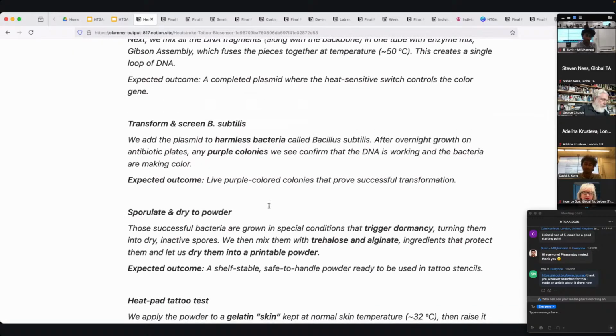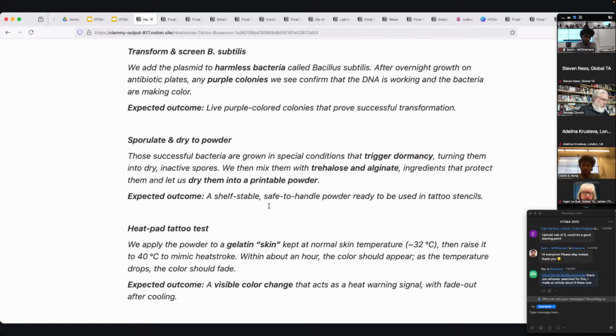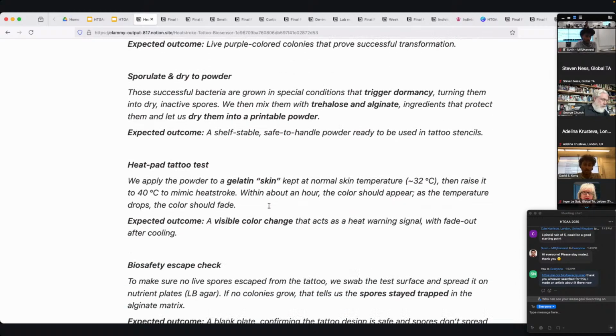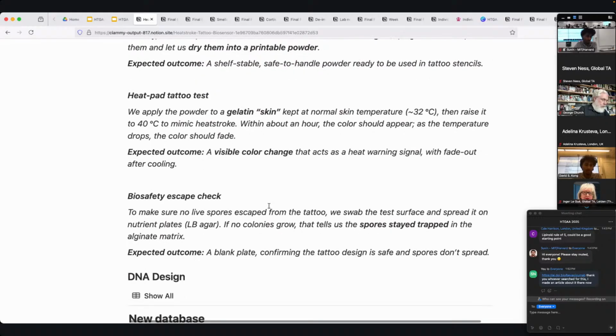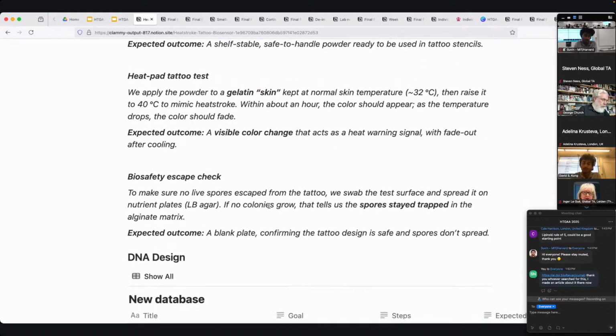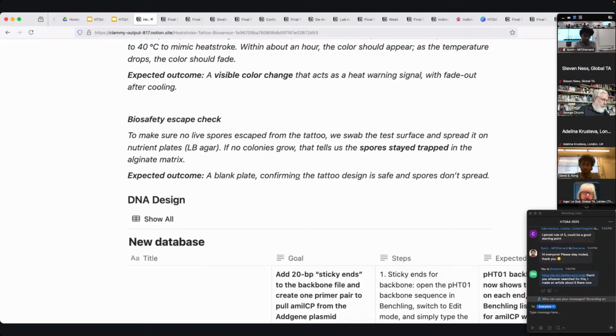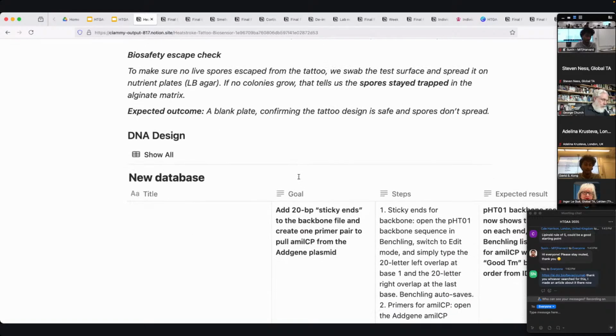Step 4 would be to transform and screen these into the Bacillus. Step 5 would be to create the spores and then dry them, using some media that triggers the sporulation. And then I'll mix these into the tattoo inks and then freeze dry them to make the powder. And then step 6 would be the testing. I'll apply the powder to the gelatin skin like I mentioned. And then also I'm considering a biosafety check to make sure they don't spread. I'll first spread them on a plate, and if nothing grows, this confirms that the spores would stay locked in the powder.